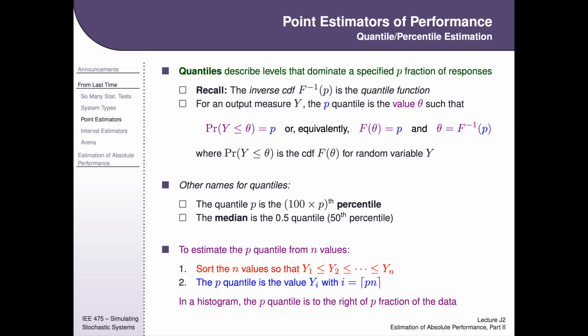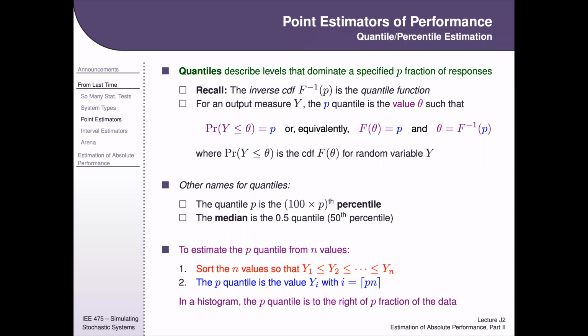Now, how do we generate quantiles? By the way, the median, for example, is the 50th percentile. The median is the 0.5 quantile, so that's a special quantile. They might ask, what's the median queue length? Well, that'd be the same thing as saying, what's the 50th percentile queue length? To estimate these quantiles, I take all my data and I sort them.